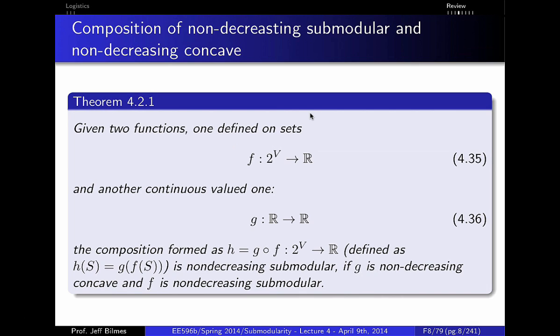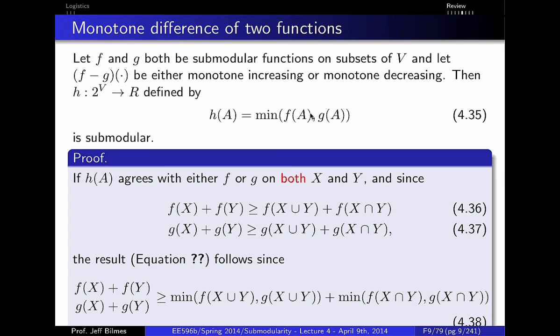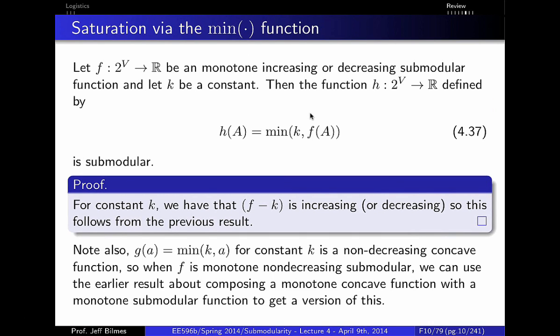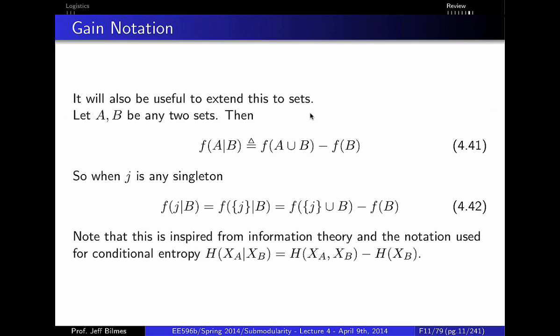We talked about how the composition of a non-decreasing concave function and a non-decreasing submodular function preserves submodularity. We talked about how taking the min of monotone, either increasing or decreasing, submodular functions preserves submodularity. As a consequence, we have the saturation function, or the min, which basically truncates or saturates a particular submodular function, and that preserves submodularity. That follows immediately from the monotone property, and this is an important one because we use it a lot in applications.